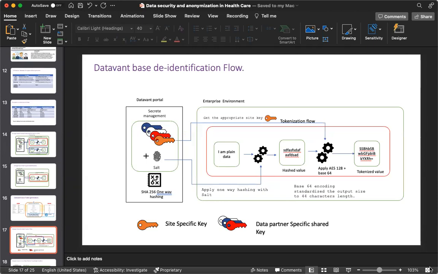Internally, how it works: we use a product called DataVent, which has its own portal. The portal has a site-specific salt and also a site-specific encryption key. This tokenization is a two-step process. First, it does one-way hashing using the secure hash algorithm SHA-256. Then it applies encryption using a site-specific key. Once it is encrypted, it applies Base64 encoding, which standardizes the length of the output to always be a 44-character object. This is how we generate the token.